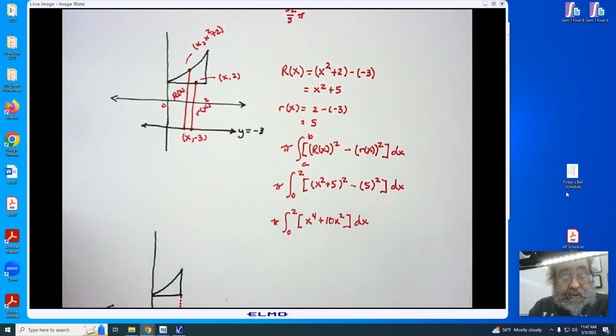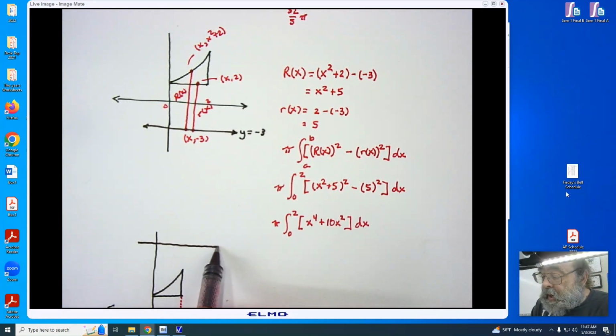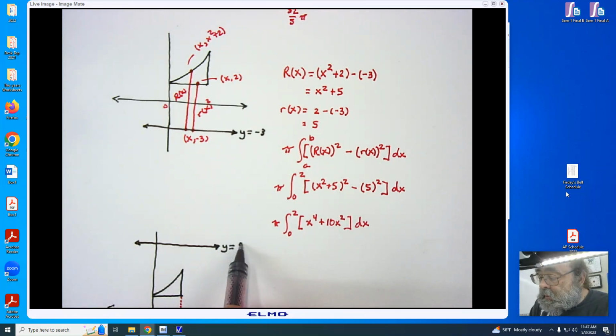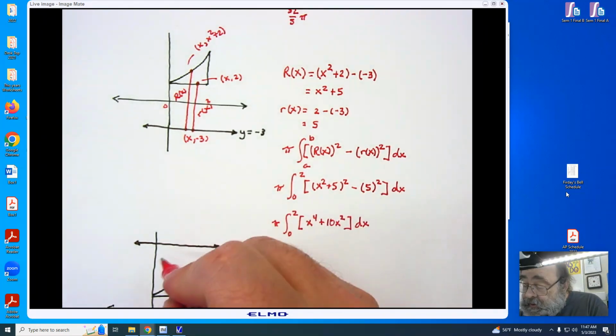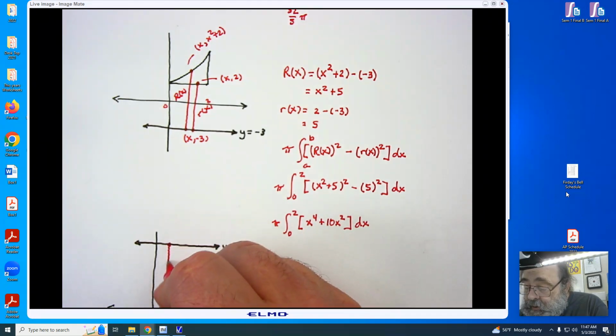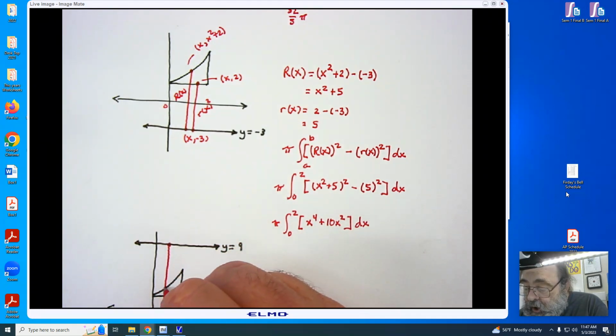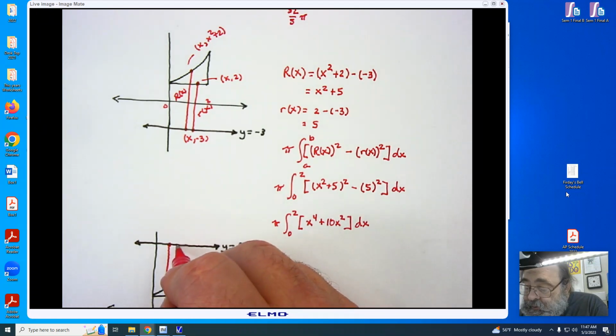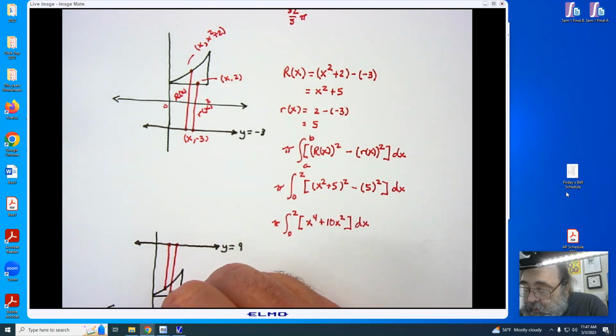Let's put in our axis of rotation now. That's going to be way up above, right up here at y equals 9. We're going to locate our r of x, lowercase r of x. Always go from the axis of rotation to each curve. One first, one second.